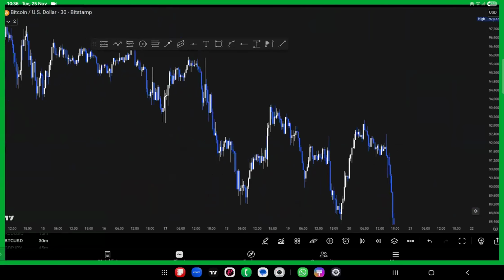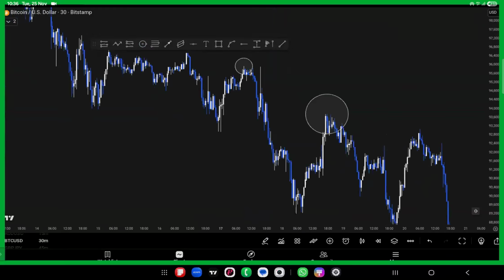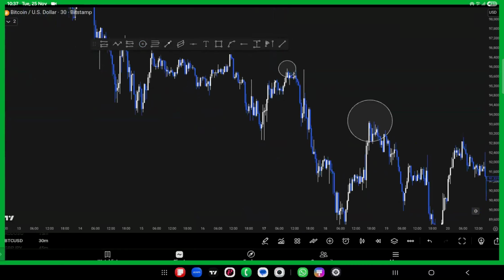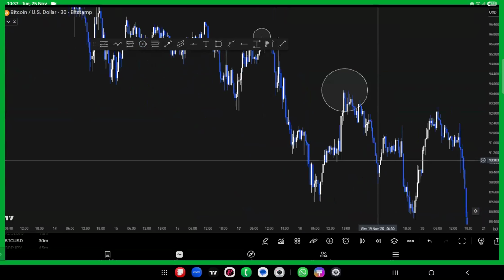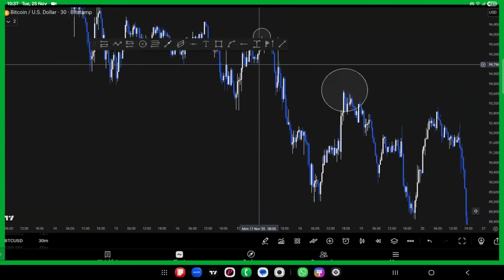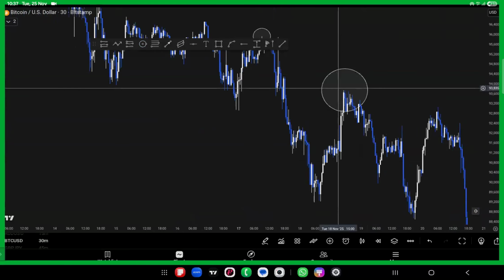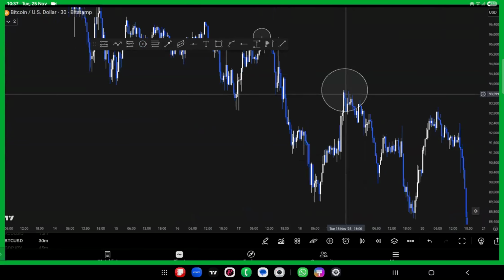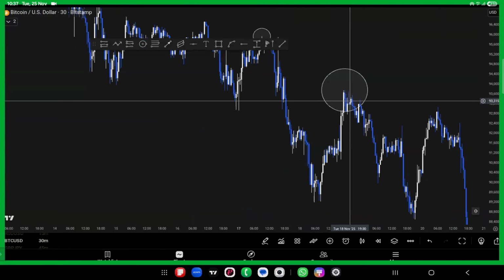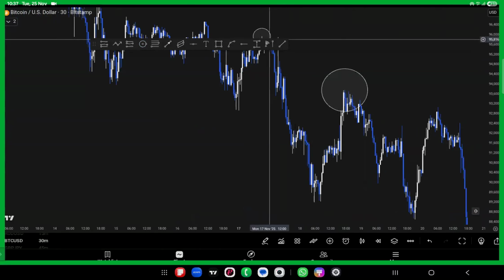Okay, this is another case study here. We have a high here, and we have another high here. But what differentiates between these two highs? Remember, we are coming from the most recent to the past. This high here is the most recent one. Now, what is the difference between these two highs? This high here is lower than this previous high.